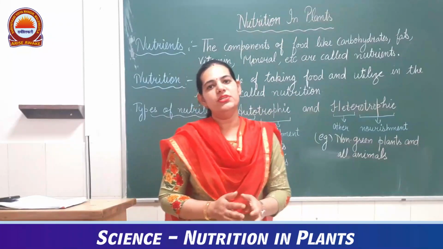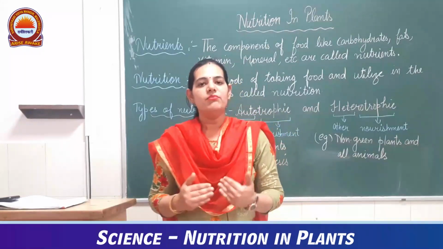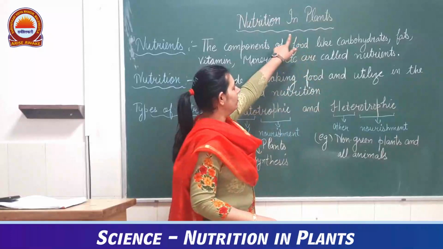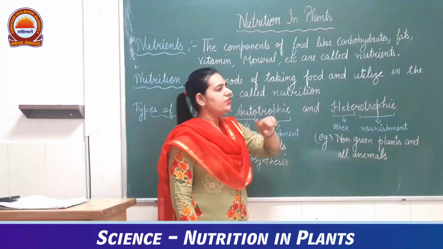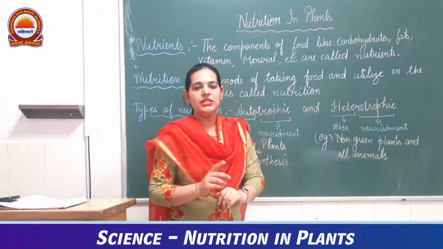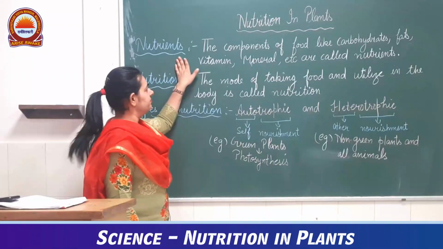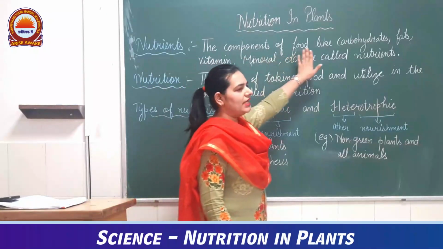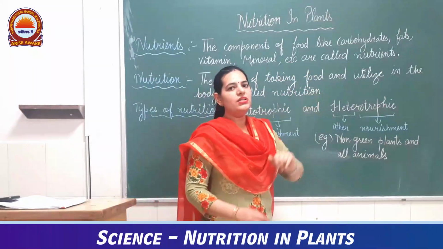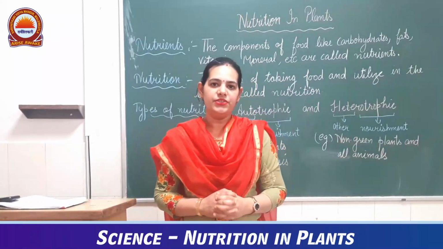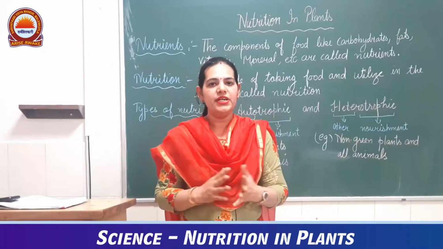As we all know, food is important for all living organisms, that means for all animals and plants. But in this topic, we will discuss only the plants, how nutrition takes place in plants. Before discussing nutrition, one major topic is nutrients. What are nutrients? The components of food like carbohydrates, fat, minerals, vitamins, and proteins are called nutrients, and these components provide us energy to do the different activities.